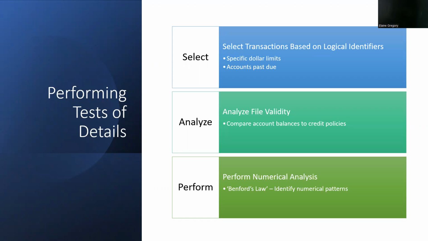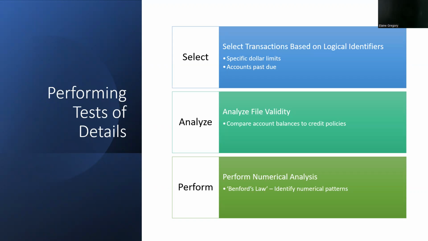If we have high balances and they're delinquent based on the analytics, it could be a way for auditors to suggest to management that they should relook at their credit policies because they may be putting themselves at risk. And then we can perform numerical analysis.